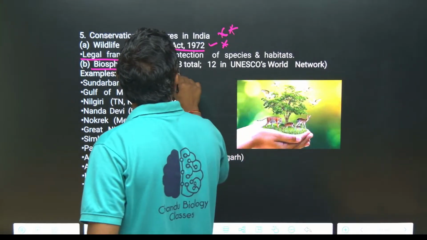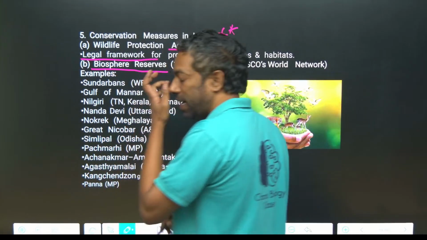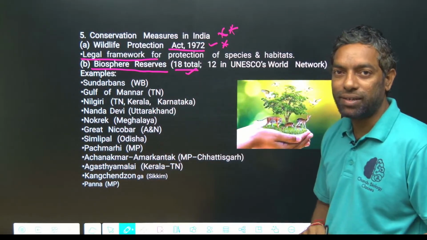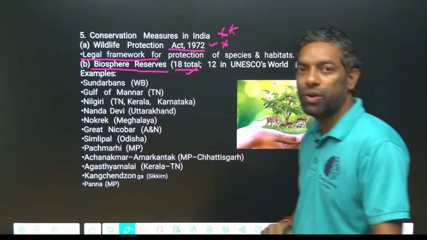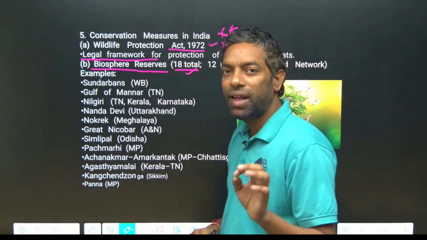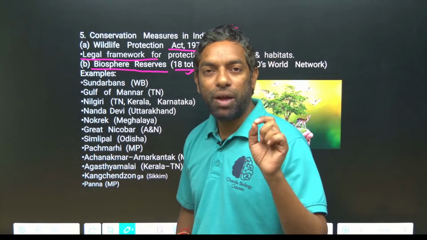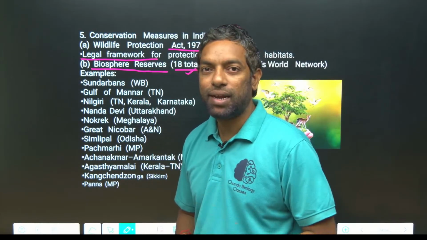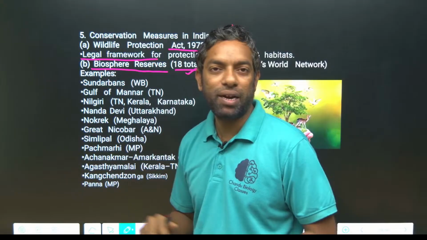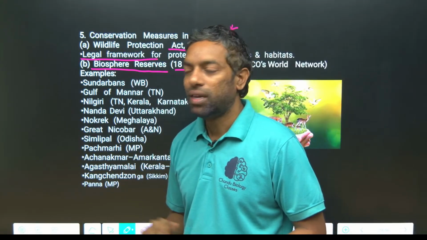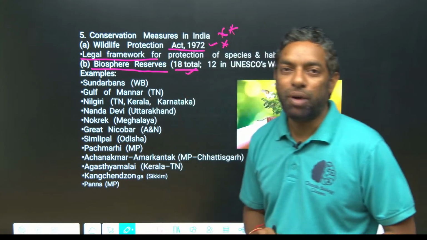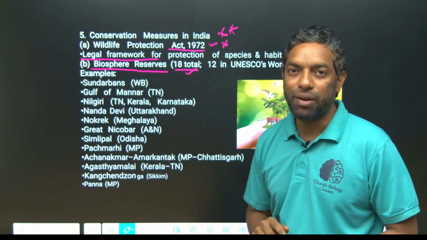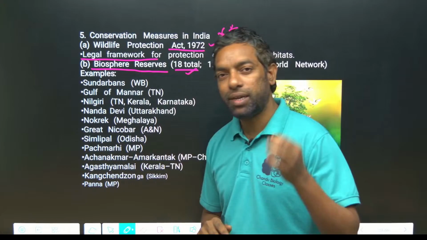How many? In the NCERT book it is 18. Actually 18 biosphere reserves, and it has recently increased. I made a video on biosphere reserves, you can go through it. I also made current affairs videos on biodiversity hotspots and biosphere reserves. Guys, you have to come across that; it is important.